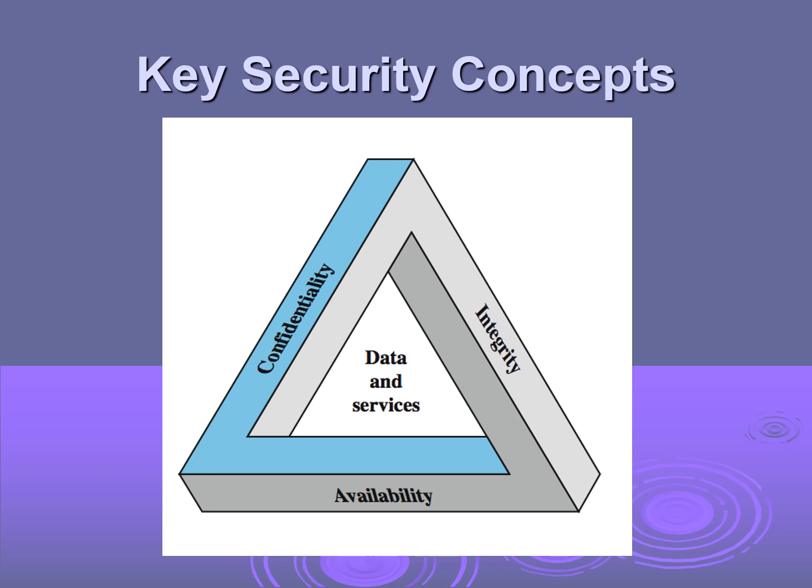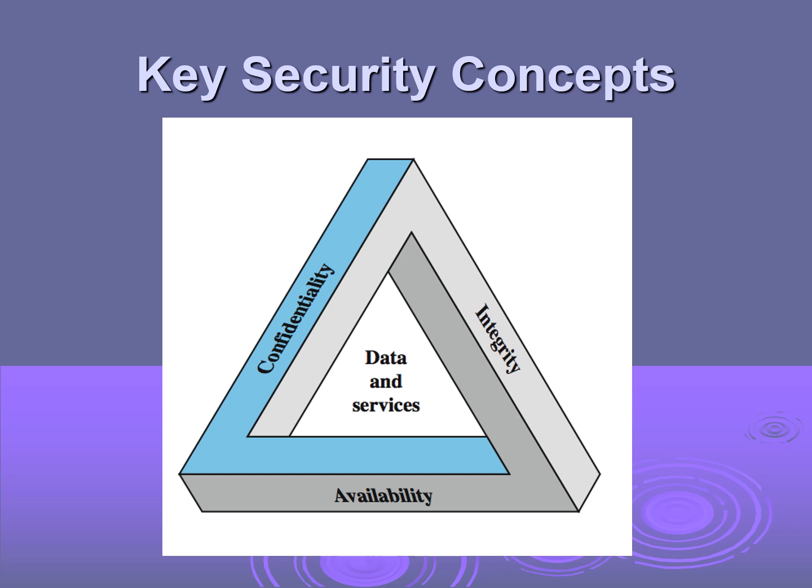And these are the key security concepts. We have confidentiality, integrity, availability and data and services. At the center of the triangle we have the data and services, and we should ensure all three sides of the triangle. Confidentiality means the data should be kept secret and should not be revealed to any third party unnecessarily. Integrity means the data sent from the sender should be received as such on the receiver side. If you send A, that A should be received on the receiver side. That is integrity.